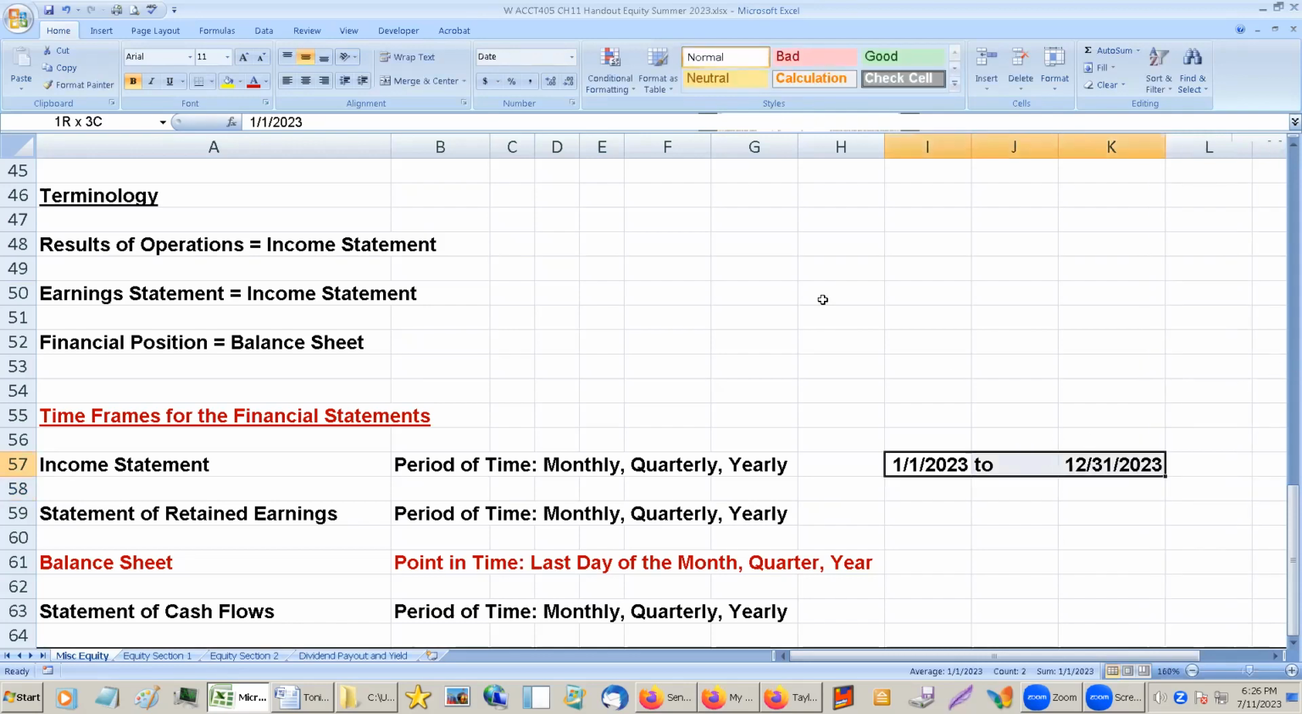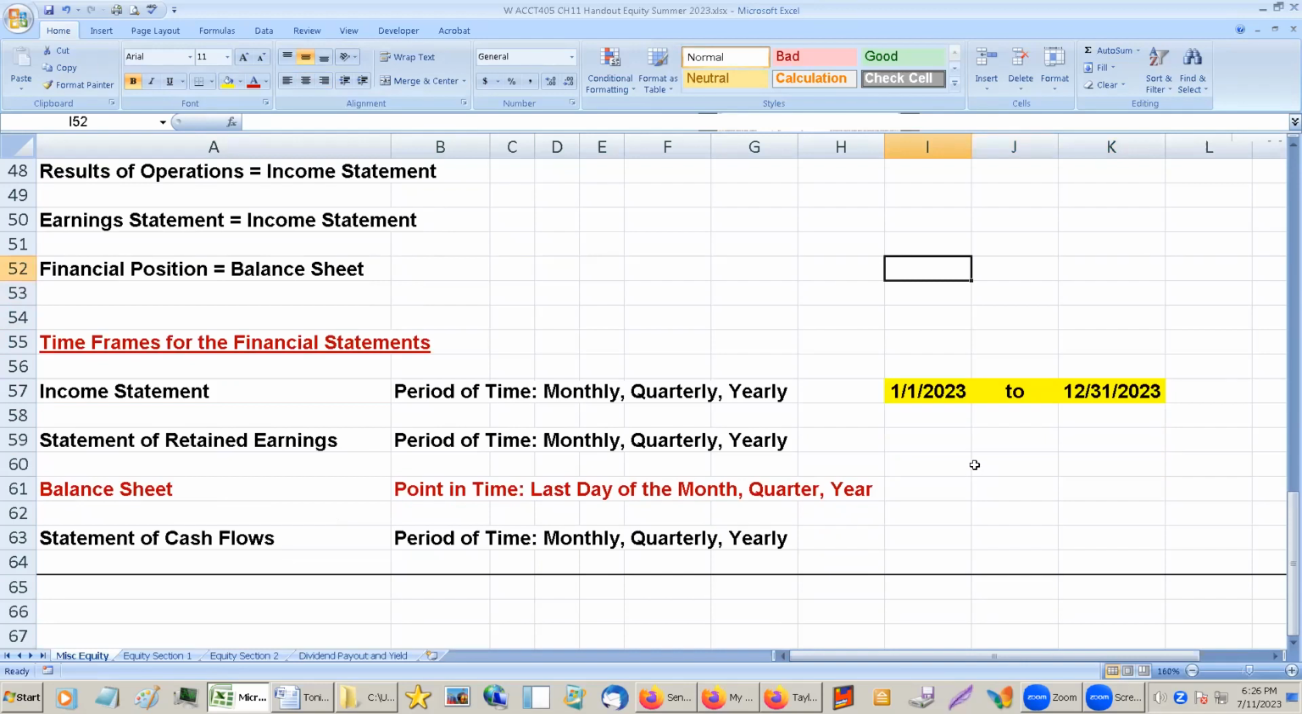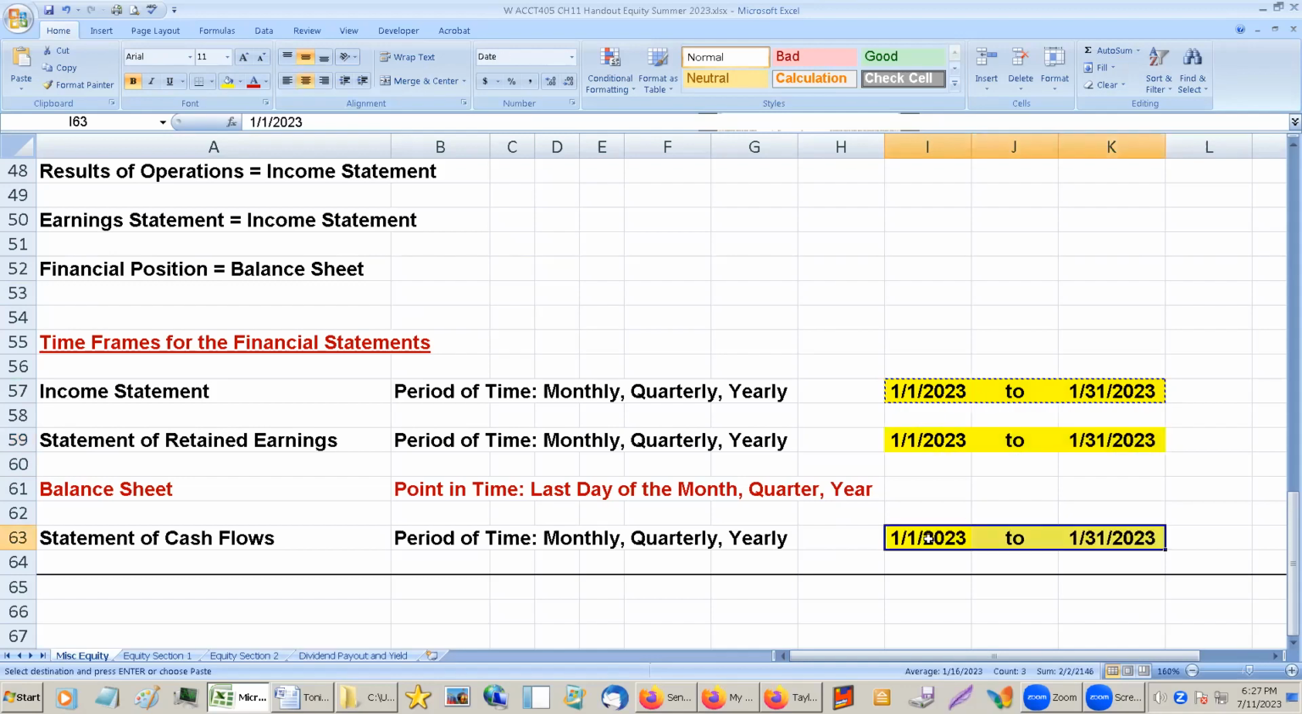So this would be an example of a time frame. It could be monthly, January 1st through January 31st. It would be one month, but it's going to be over some period of time. And that's true for most of the statements: retained earnings and statement of cash flows. The exception is the balance sheet, which will be at a point in time, usually the last day of the period.